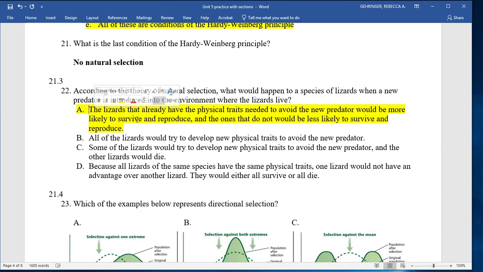Do all of the members of the same species actually have the same physical traits? If you look at a group of people, do they all look exactly the same? No, right? We have different strengths, we have different weaknesses, we have different physical traits. So that's why D is also a lie. So A is actually our best answer for 22.